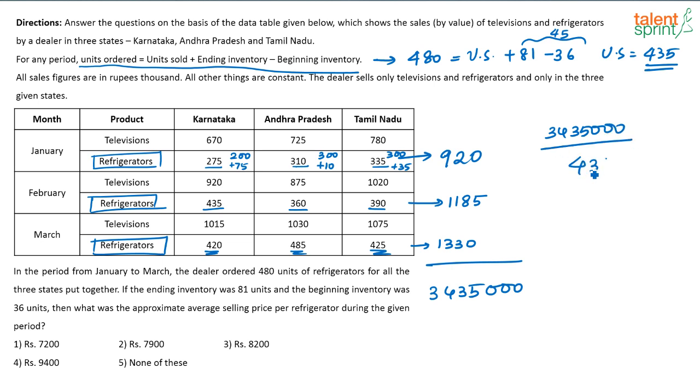divided by 435, right? This is the total sales. This is the number of units sold. So this will give you the selling price per unit. So 3435 by 435, it will be approximately 7900. Yes, so the answer here will be option 2, 7900.